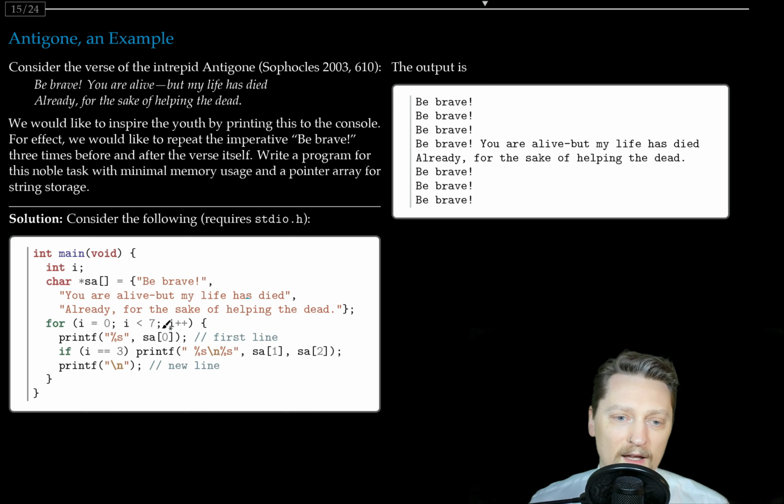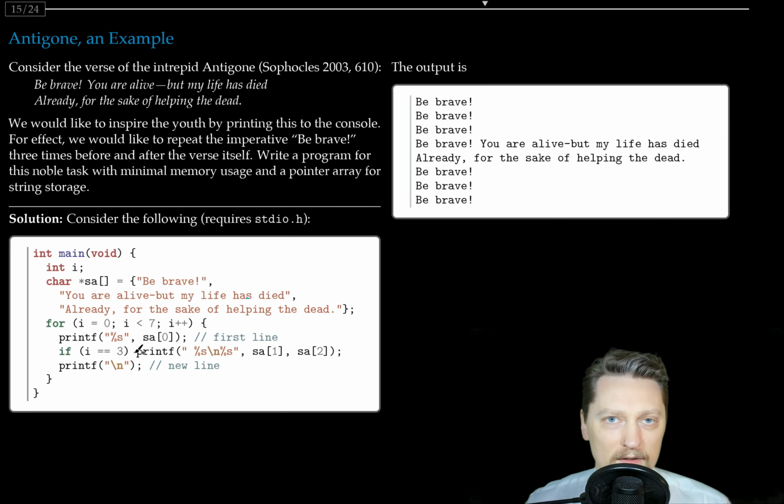And SA of 0 is going to give us the first element in the array. And we're going to print it as a string. This formatted string here with the %s gives us a string to insert. And we're just going to print it. Okay, so the first 3 times, that's the only thing that happens. I will be equal to 0, 1, 2, in which case we're going to print, and then we're going to printf new line. So we'll do be brave, new line, be brave, new line, be brave, new line.